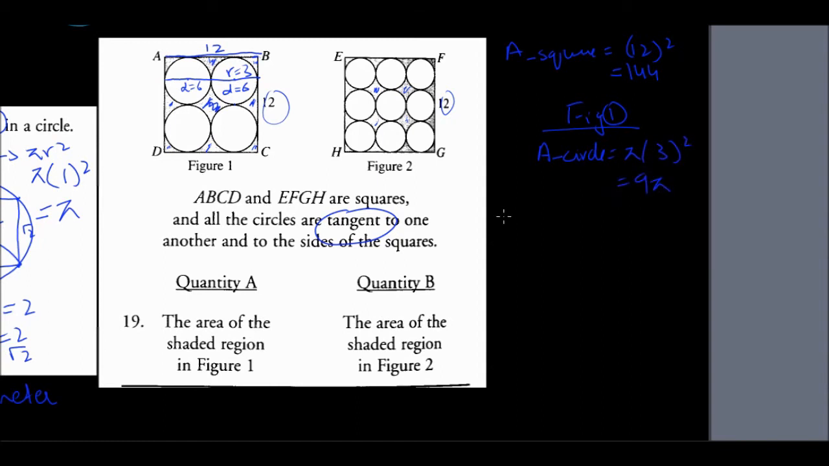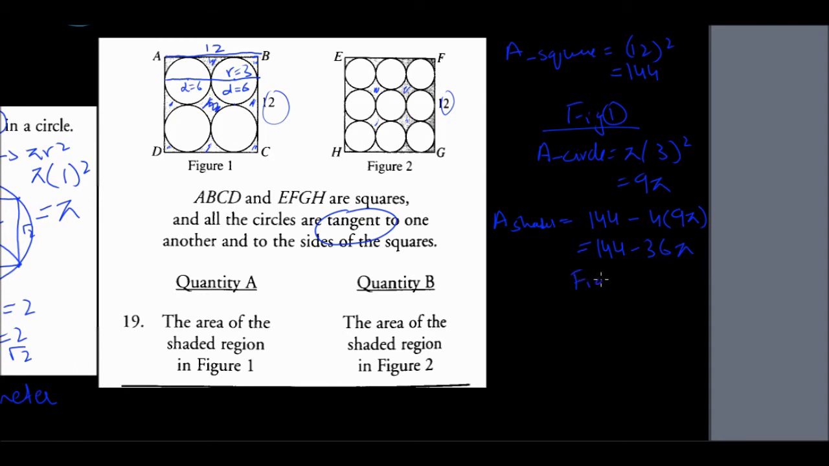Now the area of the shaded region is just the area of the square, which I found to be 144, minus the area of all the circles. I have 4 circles here, and each circle has an area of 9 pi, so I'll have 4 times 9 pi. My area of the shaded region comes out to be 144 minus 36 pi. Again, I'm not going to plug in the value of pi here, I'll just leave it like this.